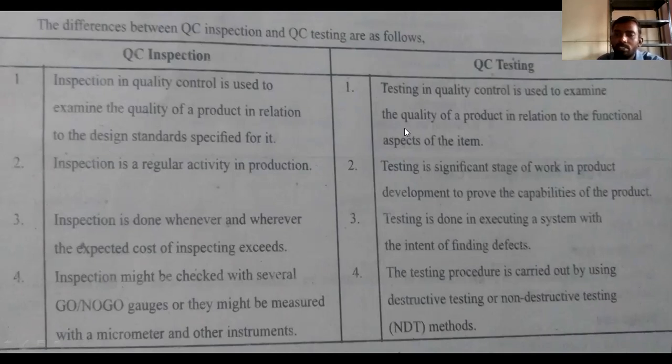In one system you can do the testing. In this system, if there are any defects in the product, it automatically shows them and displays the result on the computer display. Inspection might be checked with several instruments, such as go and no-go gauges. They might be measured with a micrometer and other instruments.